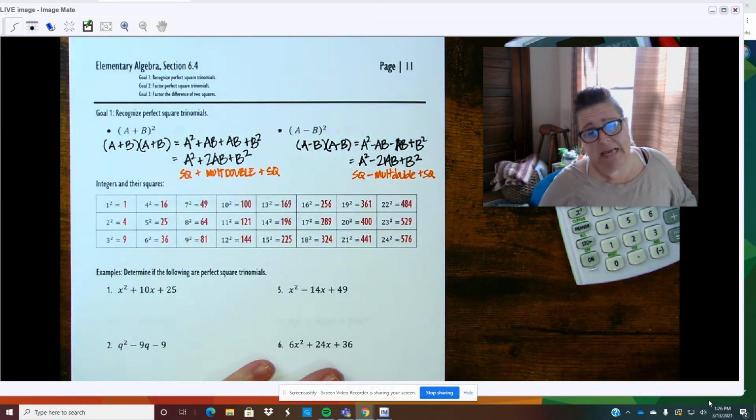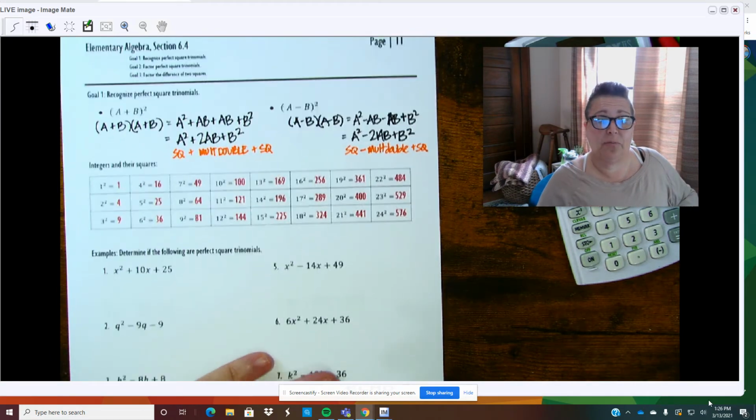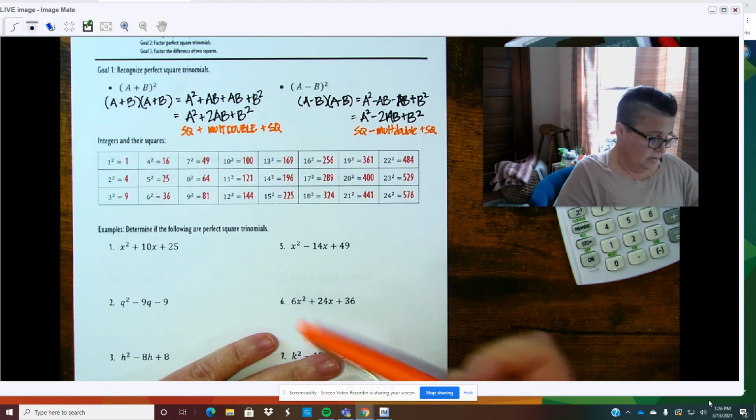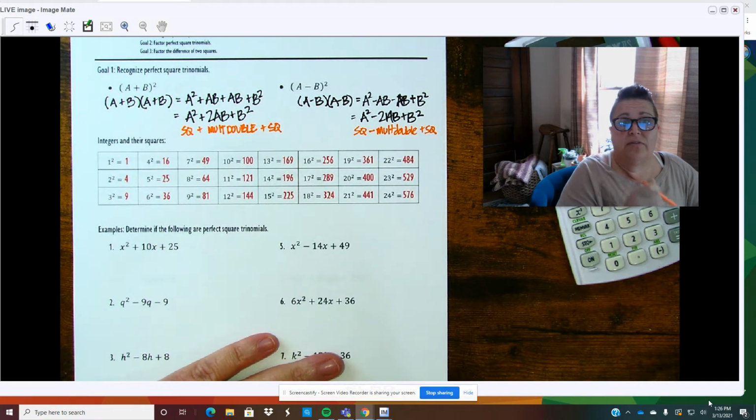Now, in order to do this, it helps to be very familiar with integers and their perfect squares. So here in this block, we have the numbers 1 through 24 and all of their squares. I think most of you are familiar with very many of them. You may not be familiar with all of them.